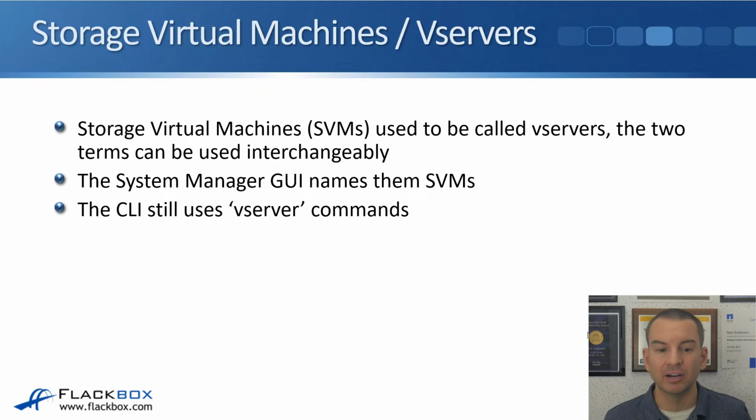So as I said earlier, storage virtual machines, commonly known as SVMs for short, used to be called vServers. So the two terms can be used interchangeably. So way back in previous versions of ONTAP, they were just called vServers, that was the official name. And then the official name changed to SVMs, our storage virtual machines.